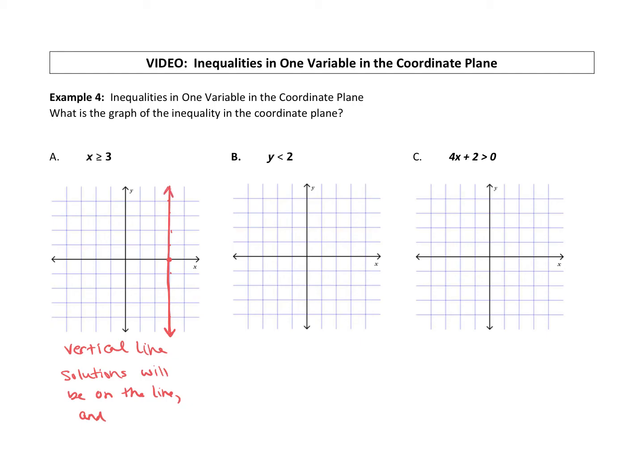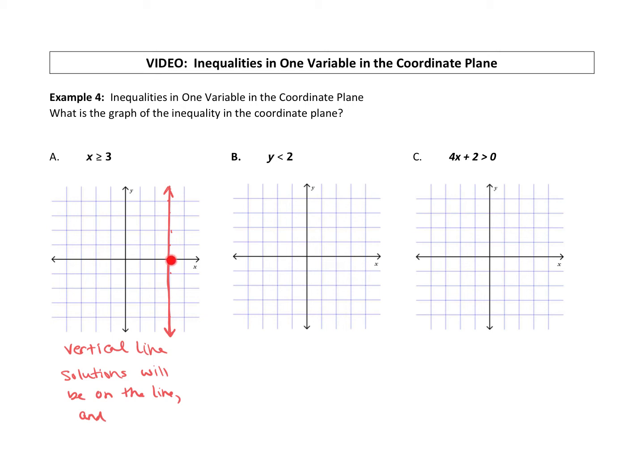And should we shade above or below? Well, you can't shade above or below a vertical line. This is the one exception. You're going to shade to the right or to the left. So if you think about the x-axis, you want to shade all the x's that are greater than or equal to 3. So here's 3.